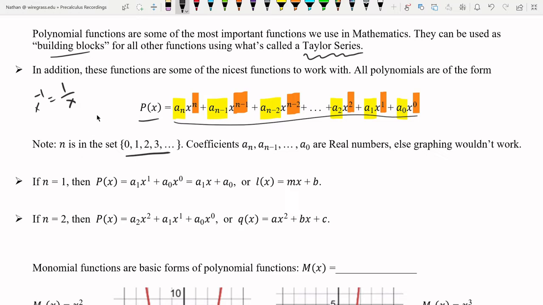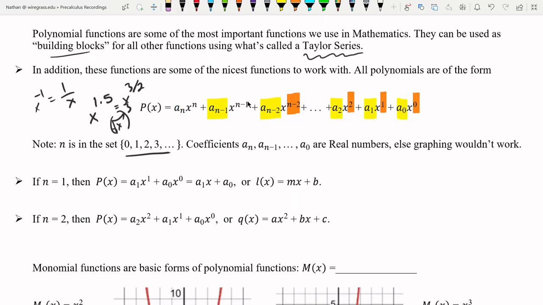The same thing is true for anything like 1.5, for instance. This is the same thing as x to the 3 halves, which is the same thing as the square root of x cubed. And square roots are not going to be in polynomial functions either. So you have to have just 0, 1, 2, 3, 4, 5, 6, 7, 8, 9, all those whole numbers on up. That is what gives you a polynomial function.